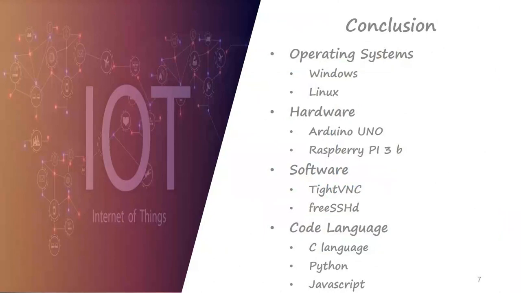The systems used in this project are Windows and Linux. 2 main hardware: the microcontroller board, Arduino Uno board, and a single board computer, Raspberry Pi 3B. 2 software: TightVNC and FreeSSHD. Programming languages used are C, Python, and JavaScript.